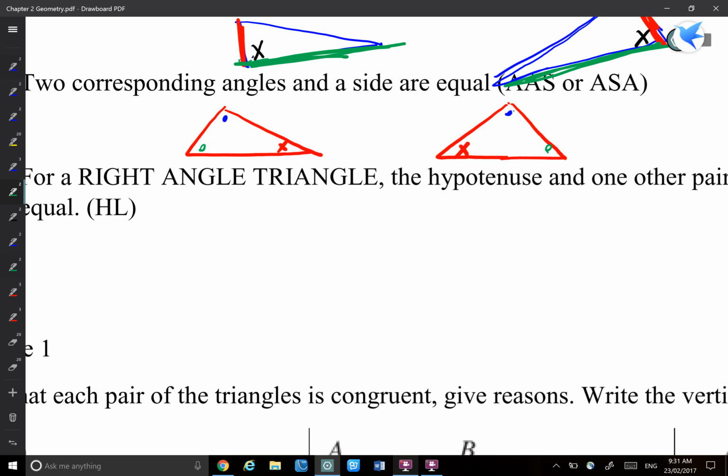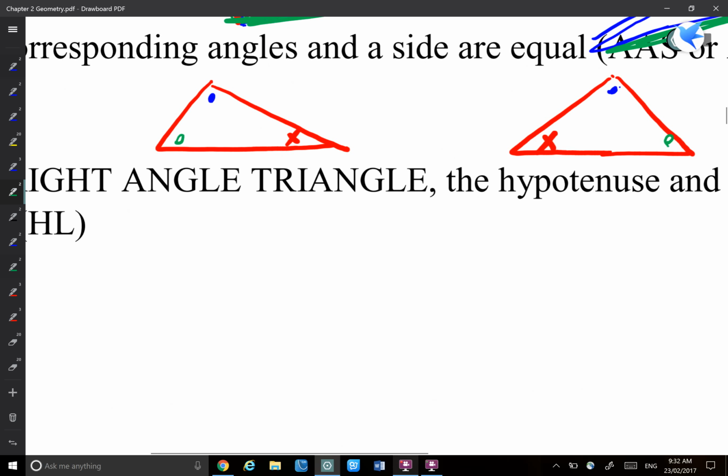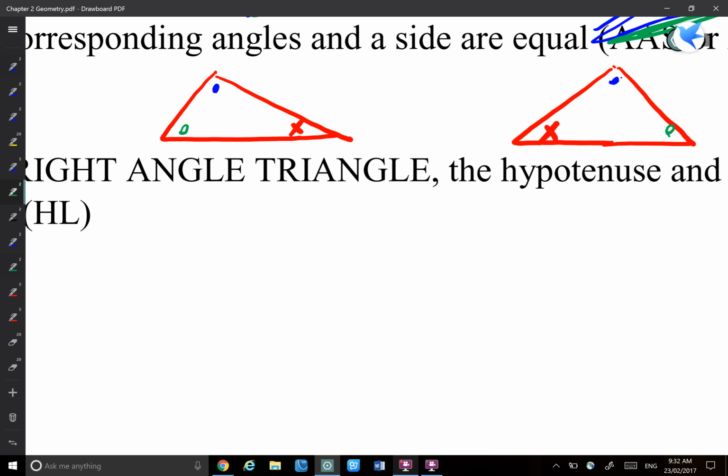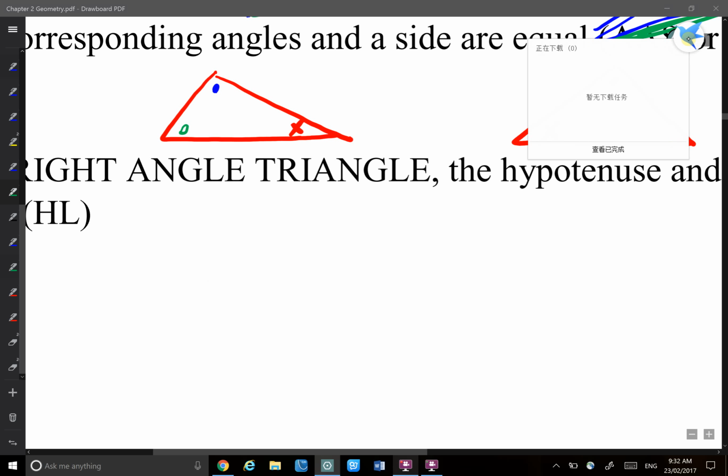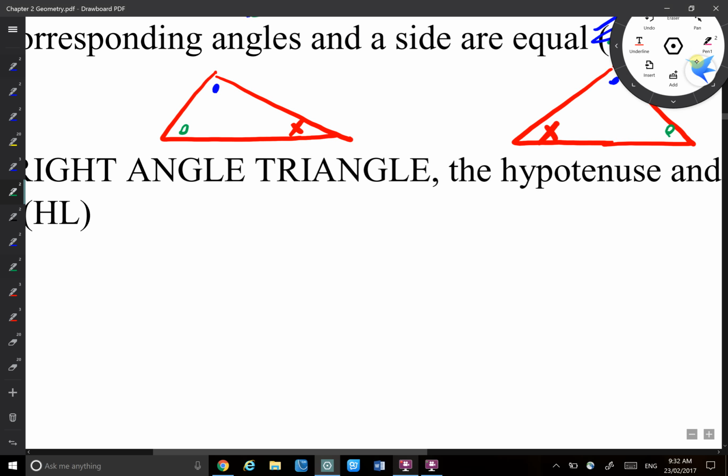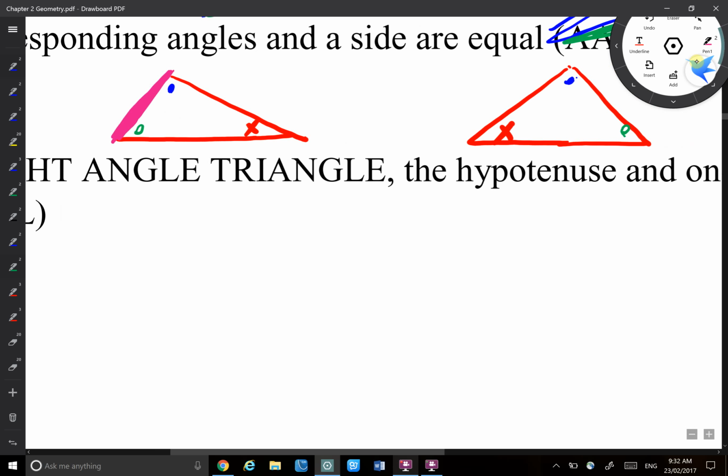Now the problem is a length. Any length, but there needs to be a corresponding length. What do I mean by corresponding length? It must be the length opposite to a particular angle, opposite to the equal angles. For example, if I have this length equals this length, can you say they are congruent?